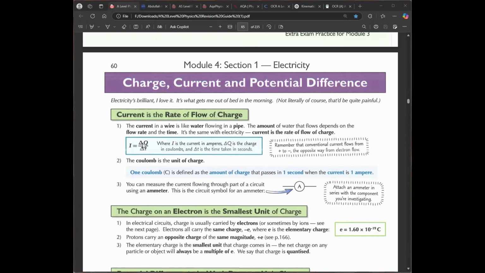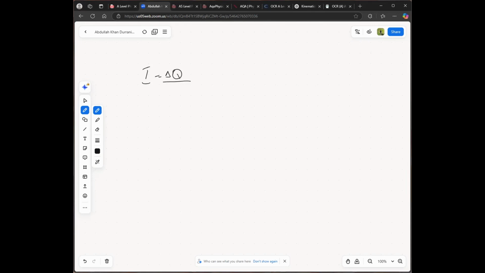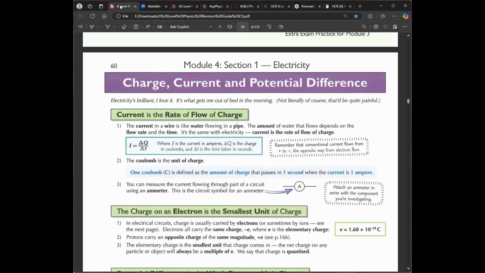I equals delta Q over delta T. I'm just going to write down the formulas here. I should have moved the pen. Let me just do that quickly. All right, done. Okay, good. So the first formula, I'm just going to write it here. These are the basic ones that you should know. So I equals delta Q, change in charge over change in time. So that's the first formula.